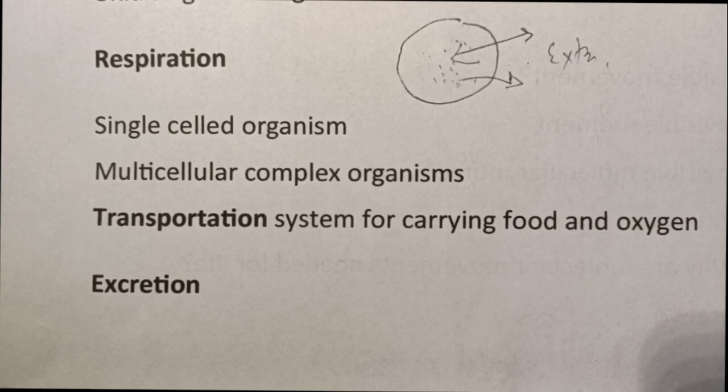Now, the same system carries the waste products of the metabolism that can be harmful to the body from the cellular level to the organs through which these waste products will be pushed out of the body, and this system is called as excretion. So excretory system is another important system in our body. So these are the main systems we are going to look in this chapter.